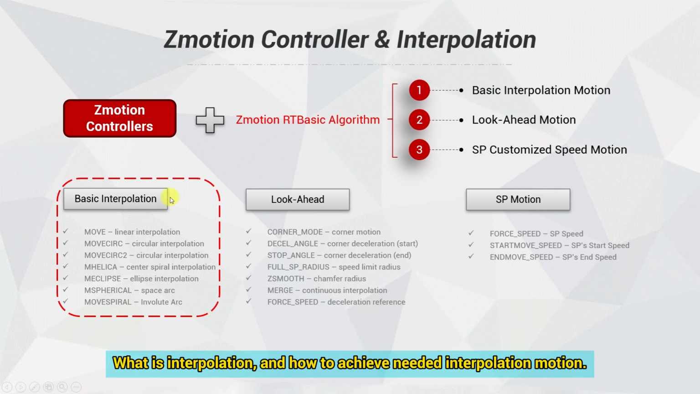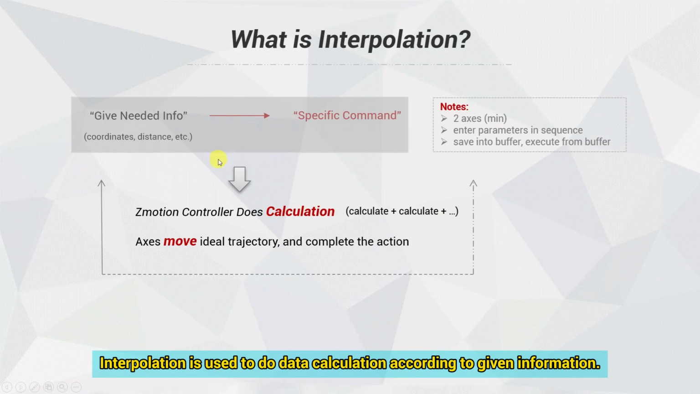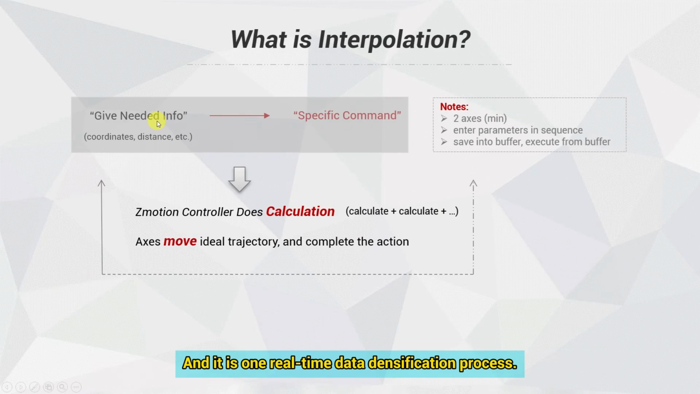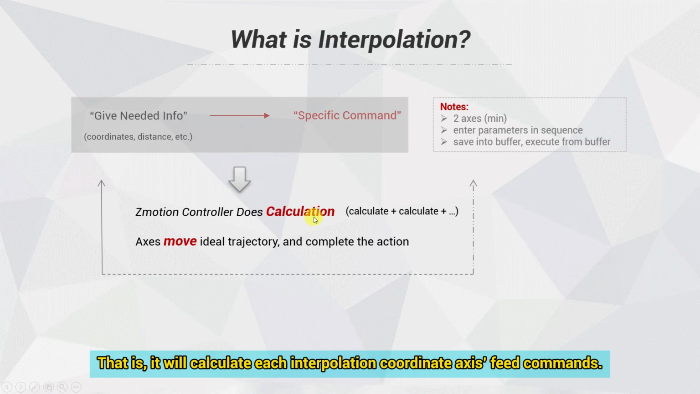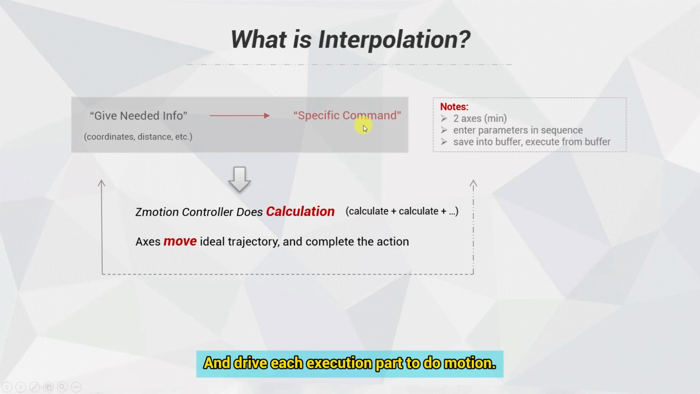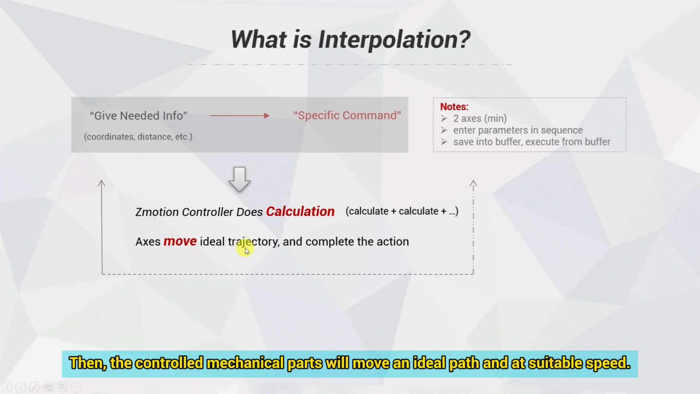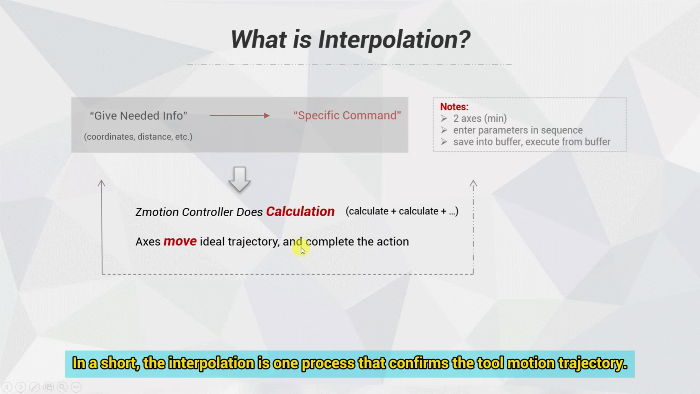What is interpolation, and how to achieve needed interpolation motion? Interpolation is used to do data calculation according to given information, and it is a real-time data densification process. That is, it will calculate each interpolation coordinate axis feed command and drive each execution part to do motion. Then, the controlled mechanical parts will move along an ideal path and at suitable speed. In short, interpolation is a process that confirms the tool motion trajectory.